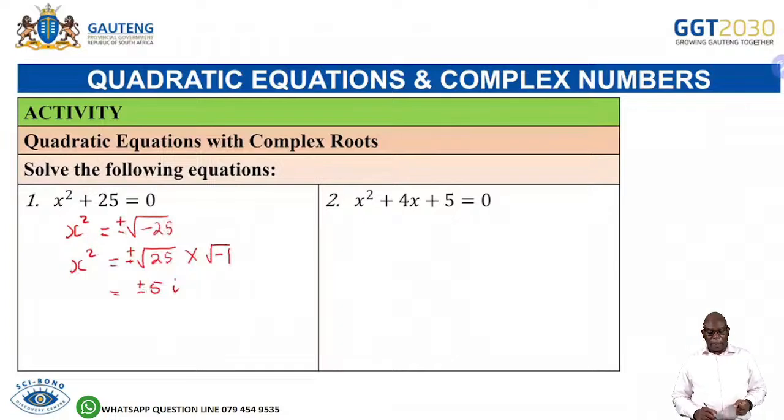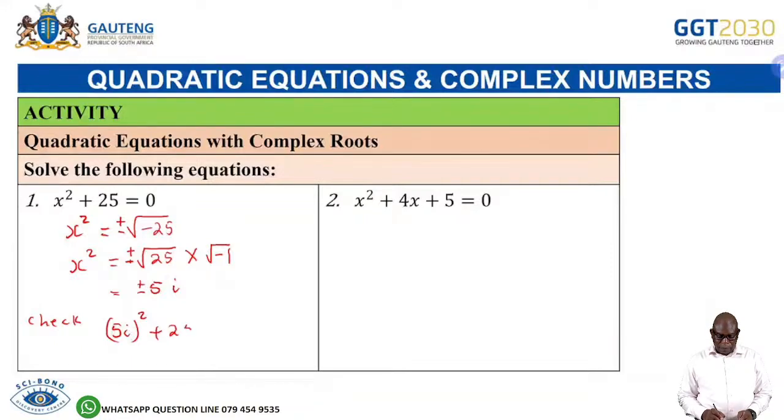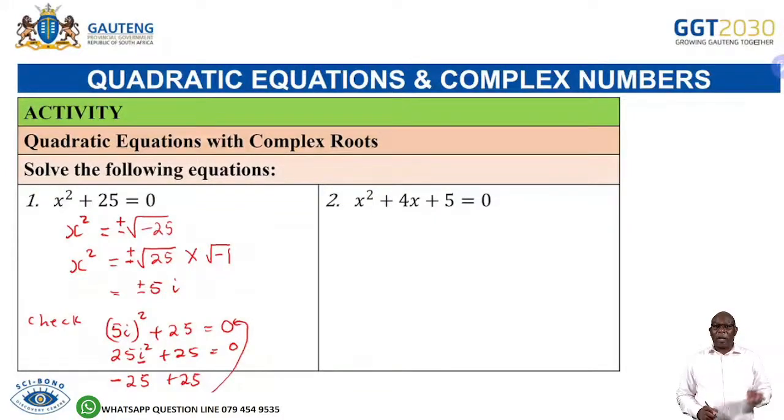You can go and check if it's correct. If I take 5i and square it, and I add 25, that must give me 0. So that will be 25i squared plus 25, which is 0. I know that i squared is negative 1, so negative times 25 gives me negative 25, plus 25, and the answer I get is 0, which is the same as the right hand side. So I am able to check it.